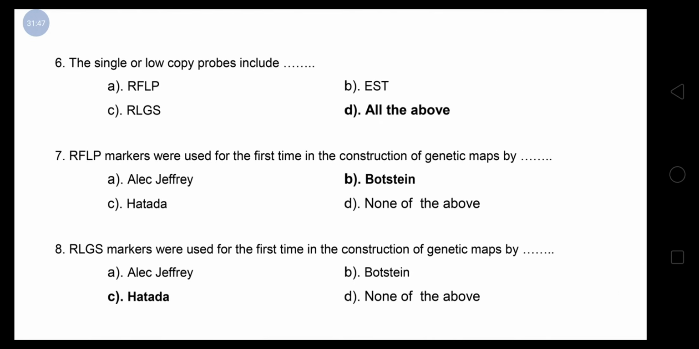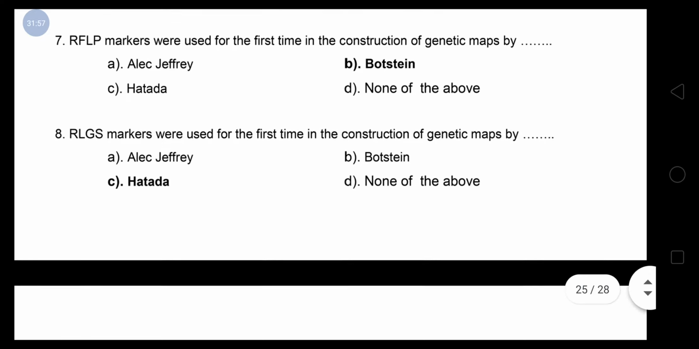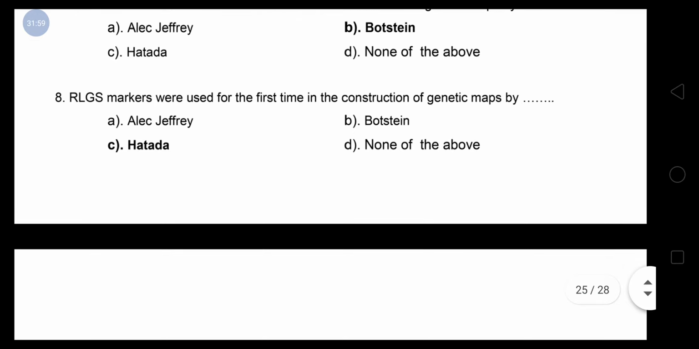Single or low copy probes include RFLP, EST, and RLGS. RFLP markers were used for the first time for the construction of genetic maps by Botstein. RLGS markers were first used for construction of genetic maps by Hatada.